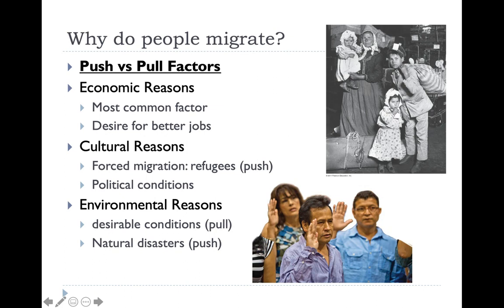So an example is when Hurricane Katrina hit the southern part of the United States, many people in Louisiana and Alabama had to flee their home states. Hurricane Katrina was a push factor.